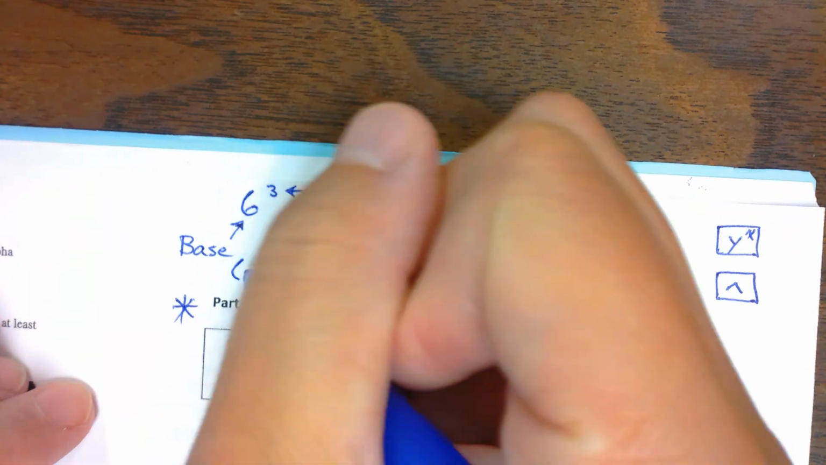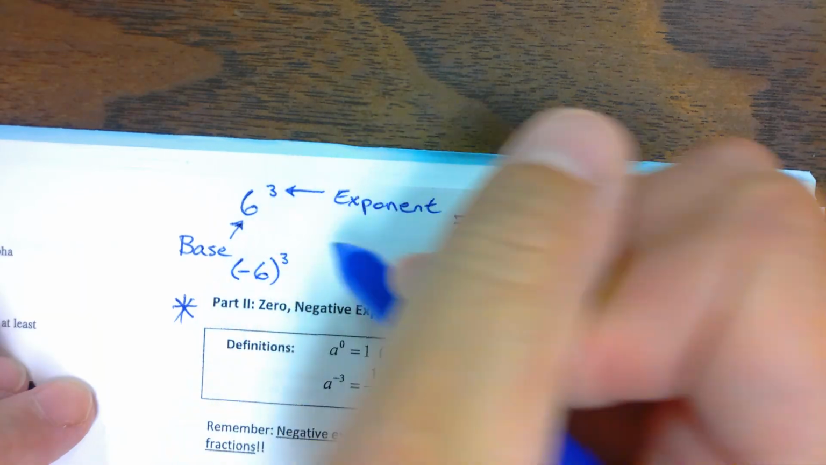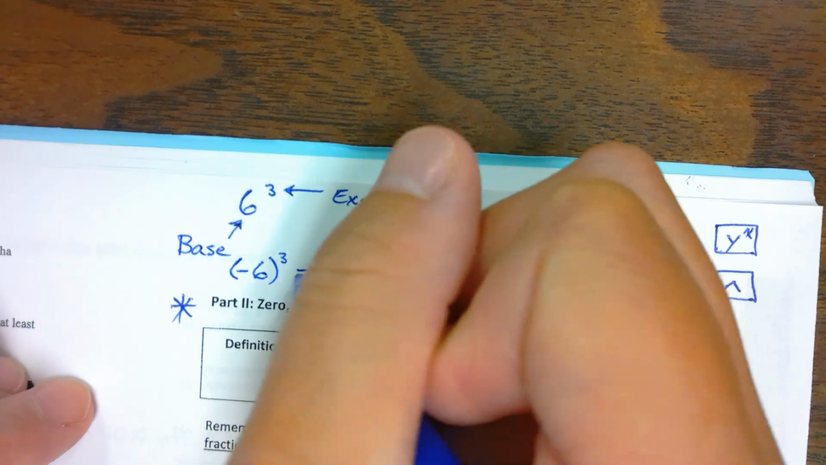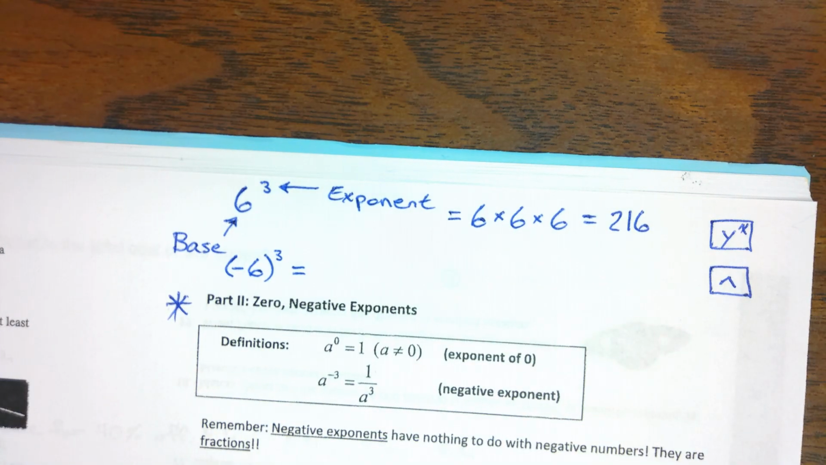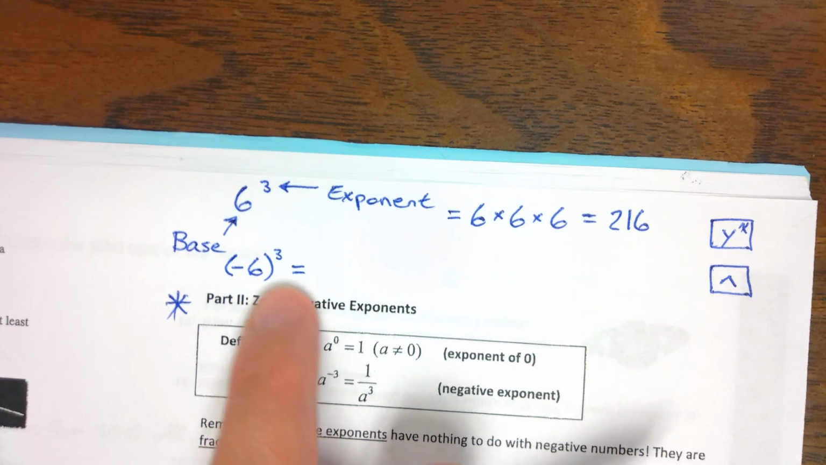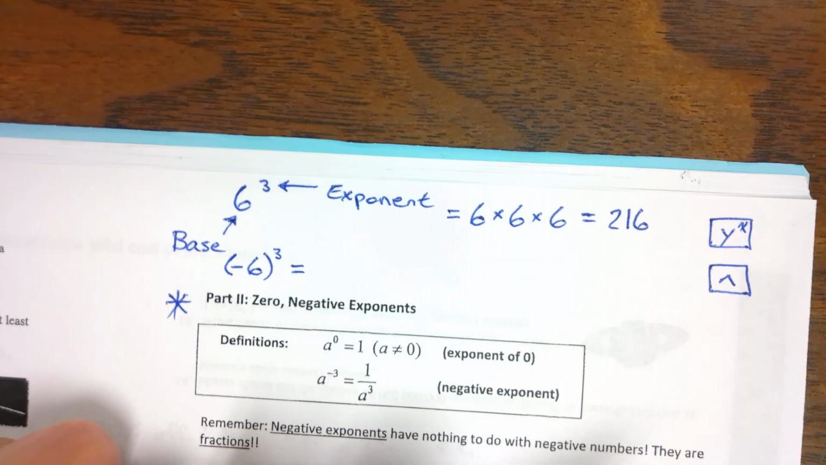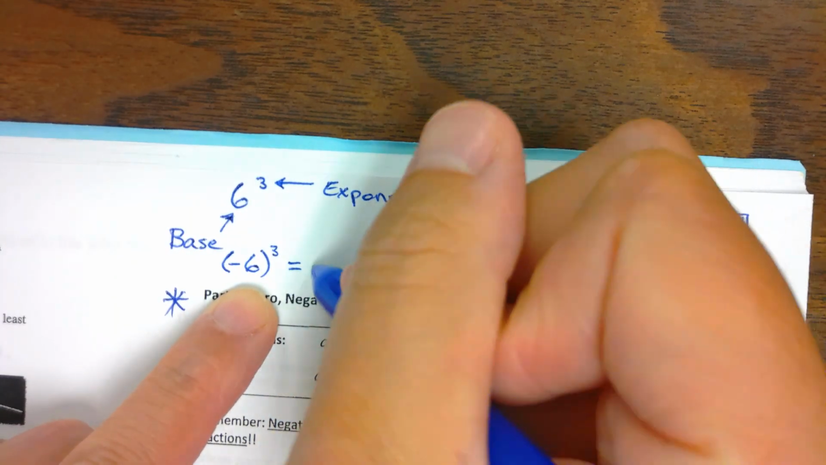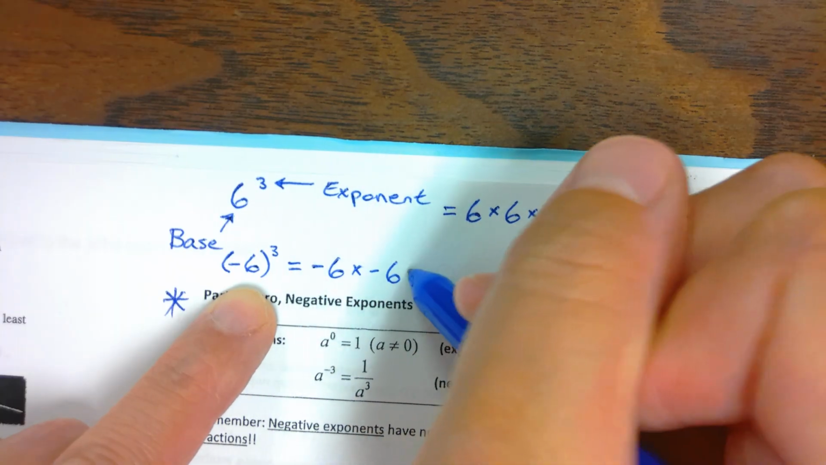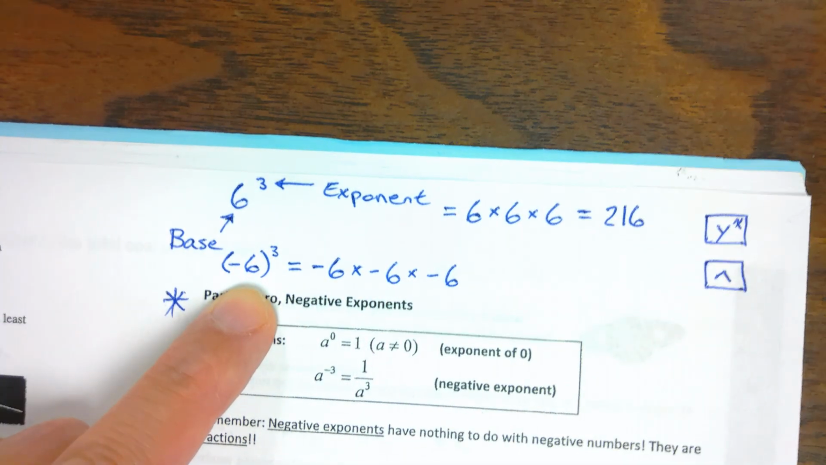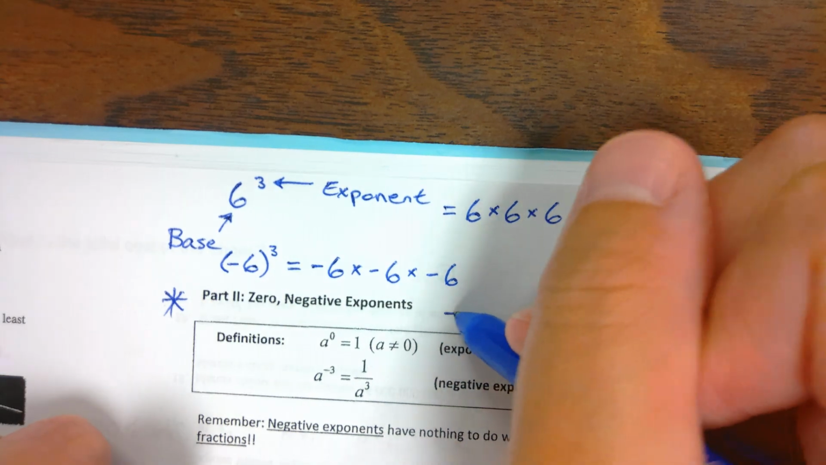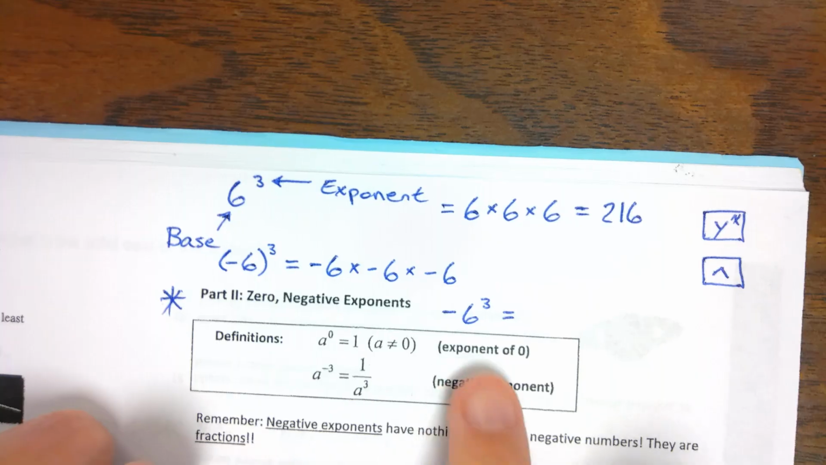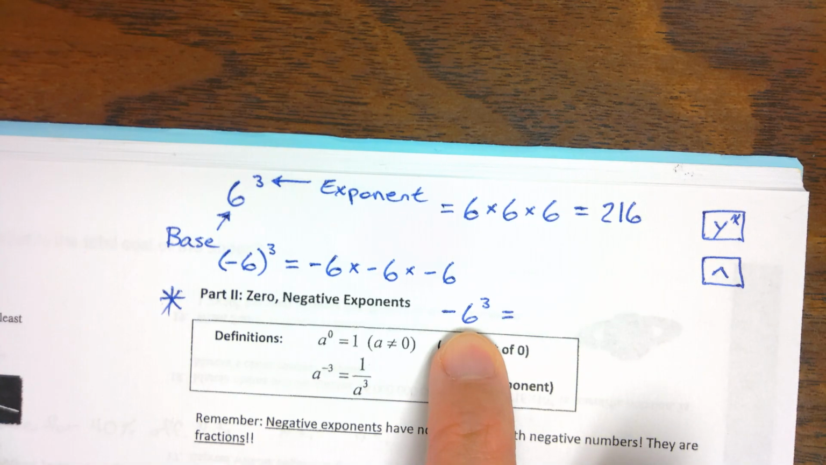What about this? Okay, if I were to write this in expanded form, what is this? In expanded form, what is this? Anybody? Nick. It's right. Okay. What about this then? What is this in expanded form? Eric?